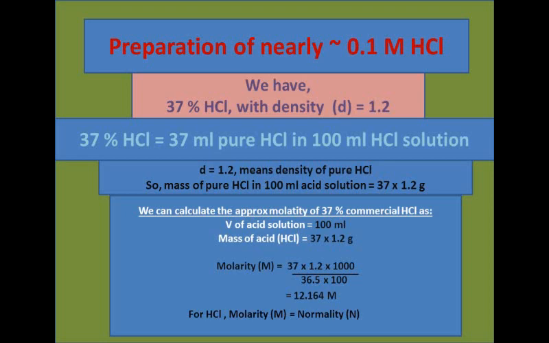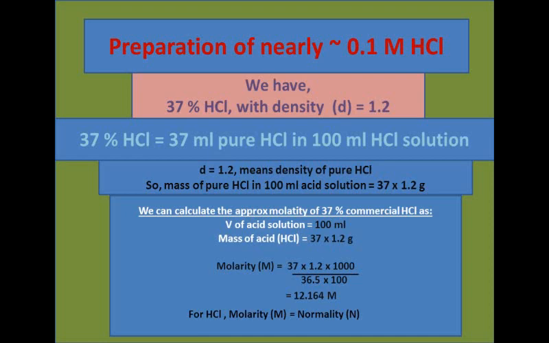The given hydrochloric acid is 37%. It means that in each 100 ml solution of the given hydrochloric acid, it contains 37 ml of pure hydrochloric acid. And the density 1.2 means that it is the density of pure hydrochloric acid. From this information, we can calculate the mass of hydrochloric acid in each 100 ml solution as follows, multiplying the density into the volume, that is 37 into 1.2.